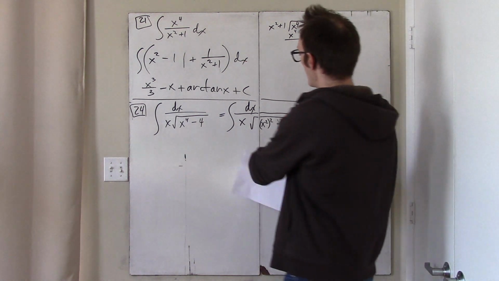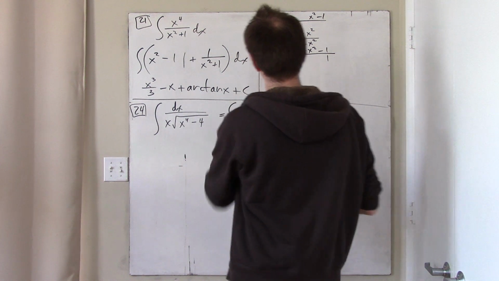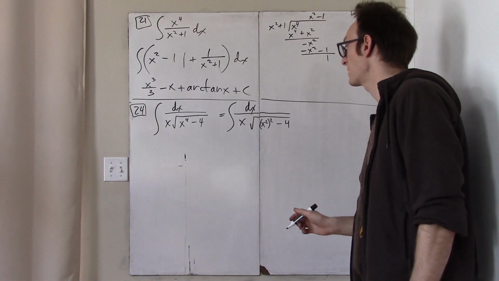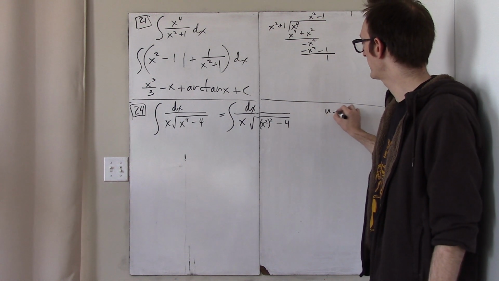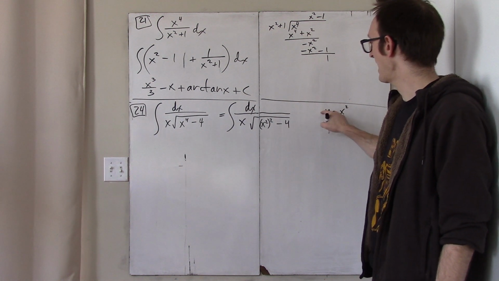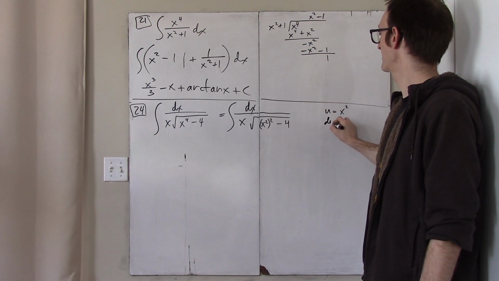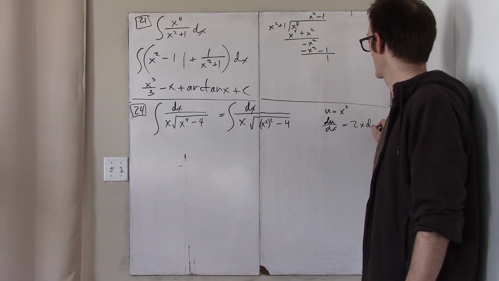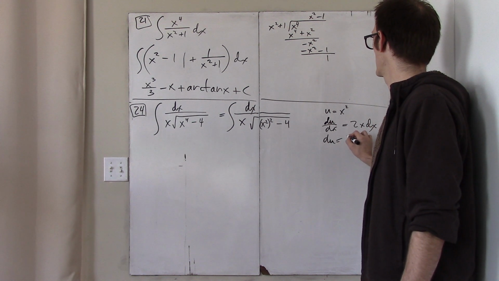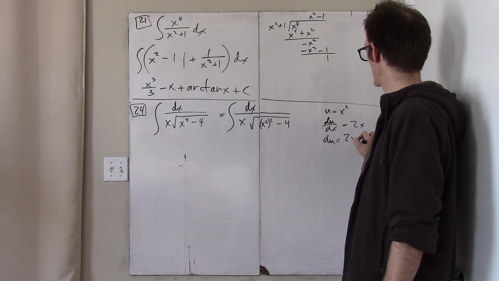Okay, so why is that such a good idea? Well, because now I can do a substitution. The substitution is u equals x squared. And if I let u equal x squared, then du dx is 2x, so du is just 2x dx.